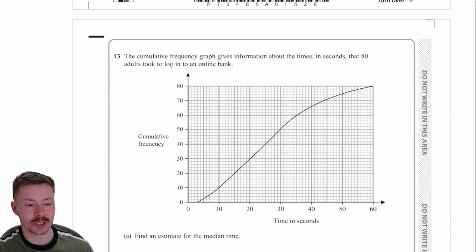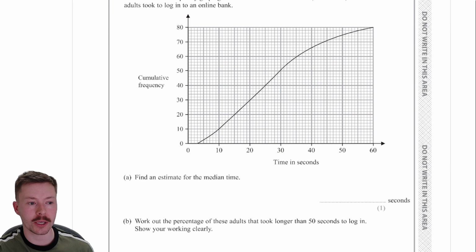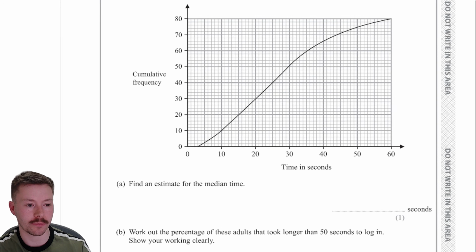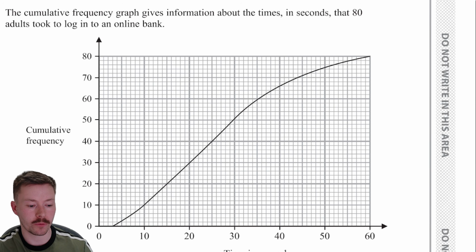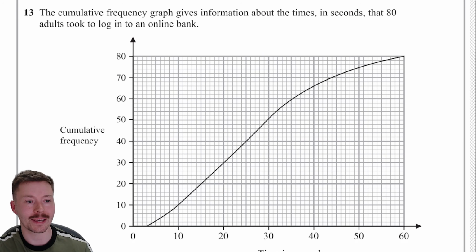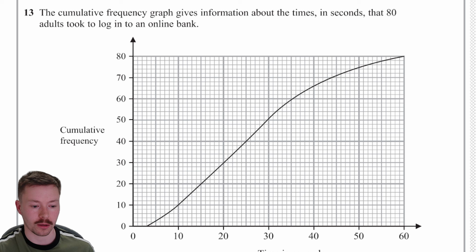Next question, question 13. So here we've got a cumulative frequency graph. I'm going to zoom this in a little bit so we can see it a bit easier. We've got a cumulative frequency graph, and it gives information about the times in seconds that 80 adults took to log into an online bank.